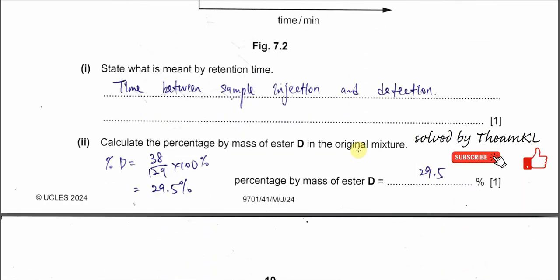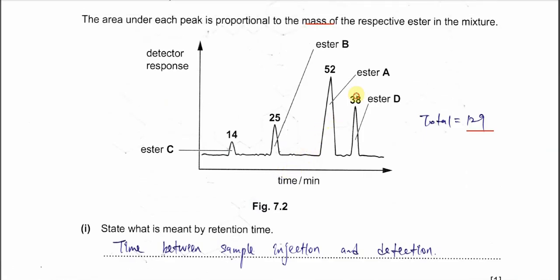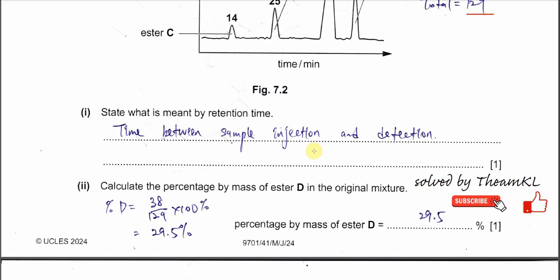For part 2, calculate the percentage by mass of ester D in the mixture. Very easy. You just need to use the area of D, 38, over the total area, 129, times 100%, and you get 29.5%.